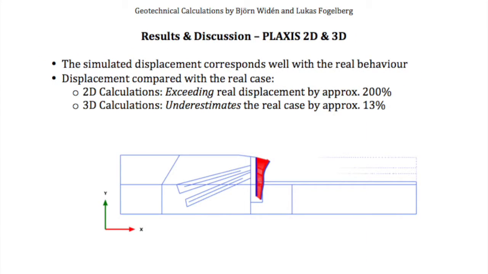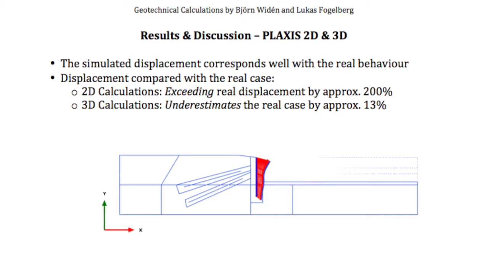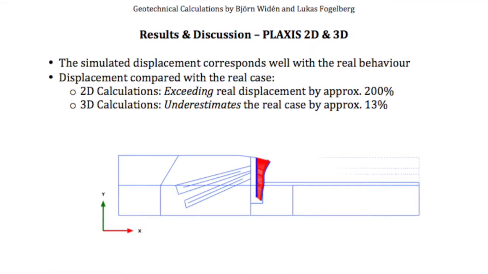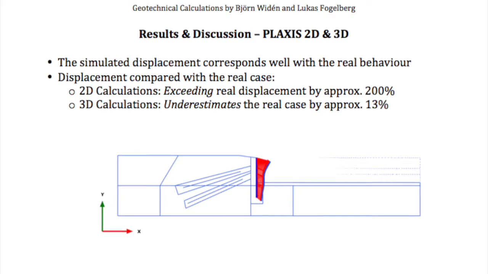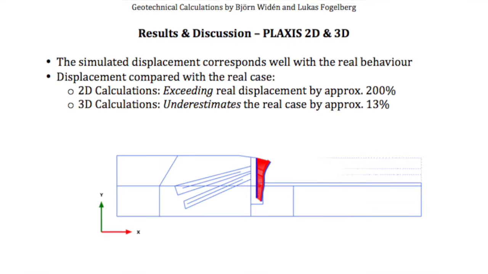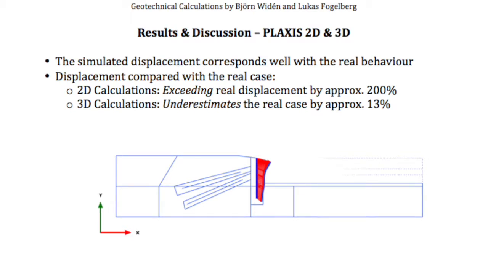Regarding the displacement of the sheet pile wall, it has been seen from field measurements that the largest movements have occurred in approximately the upper middle part of the sheet pile wall and show a value of 15 mm. This corresponds well to the results gained from the PLAXIS 3D software, but not for PLAXIS 2D.